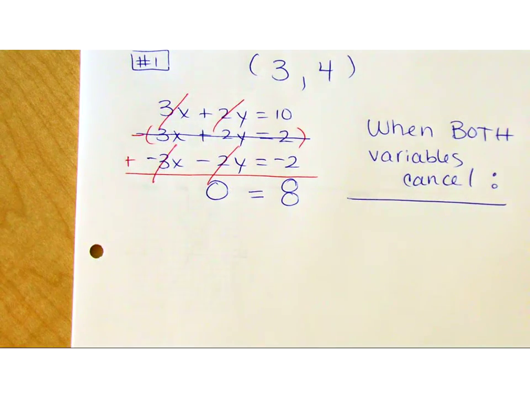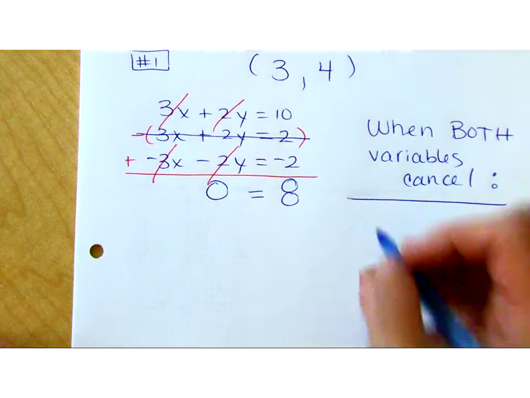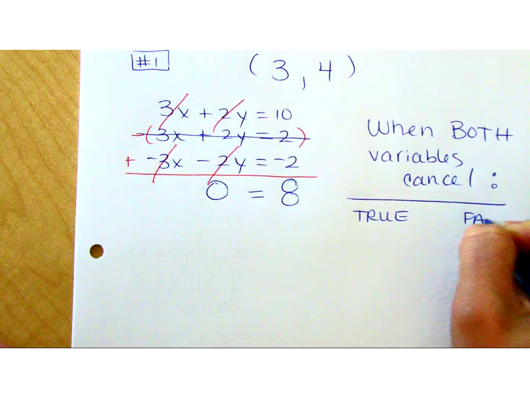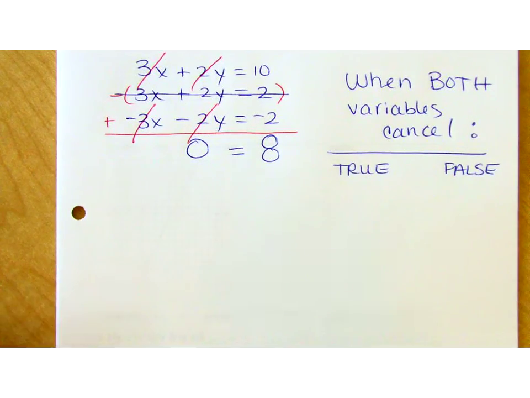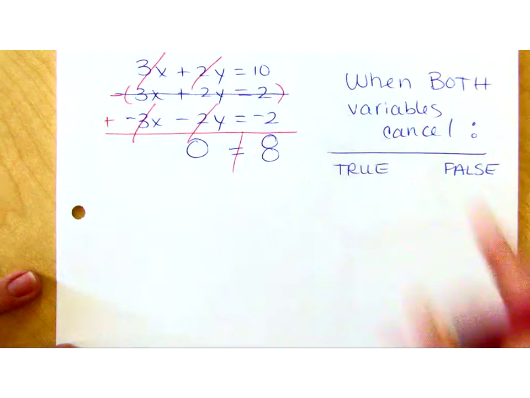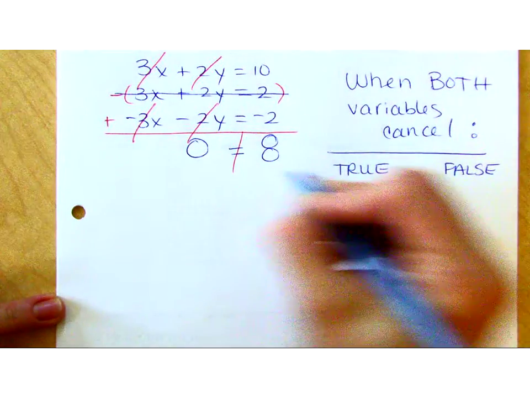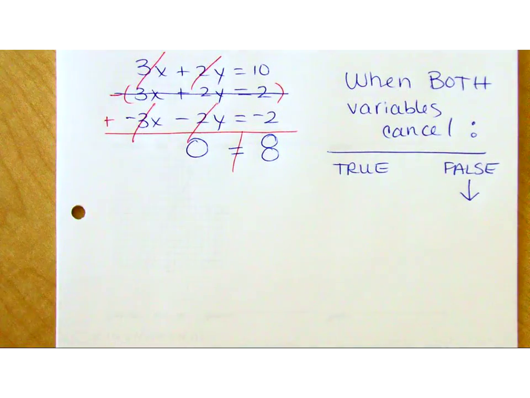Only one of 2 things will happen every time, I promise you. The resulting statement that you're looking at is either going to be true or false. And last time I checked, 0 does not equal 8. 0 equals 0 and 8 equals 8. So when both of my variables were eliminated, I ended up with a false statement, which means what? Do you remember? If I'm asking what's the solution, where do these 2 lines meet? A false statement means they don't meet anywhere.